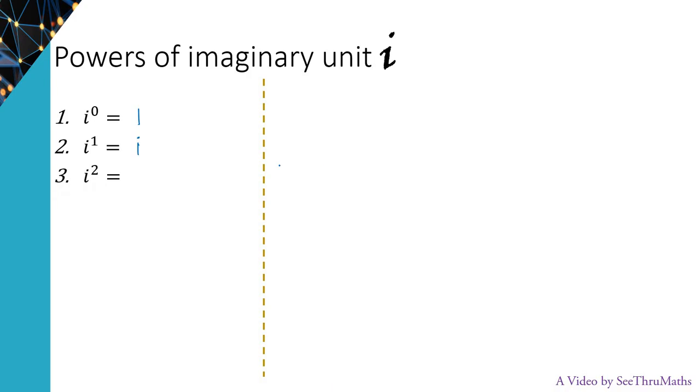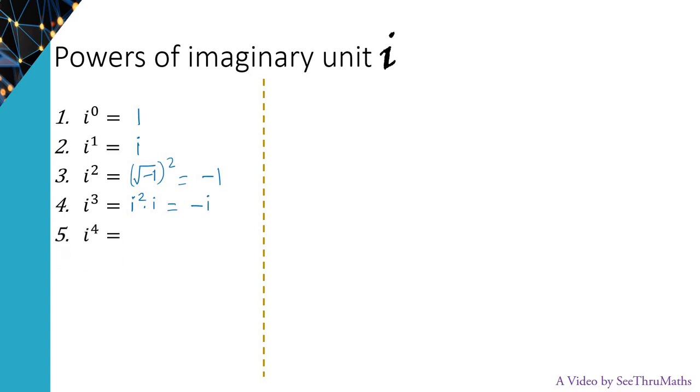i power 2. What is i power 2? i is equal to square root of minus 1. So square root of minus 1, whole power 2, is equal to minus 1. The next one is i power 3. Already we know the value for i power 2. So I write this as i power 2 multiplied by i power 1. i power 2 is minus 1 and i power 1 is i itself. So it is equal to minus i.